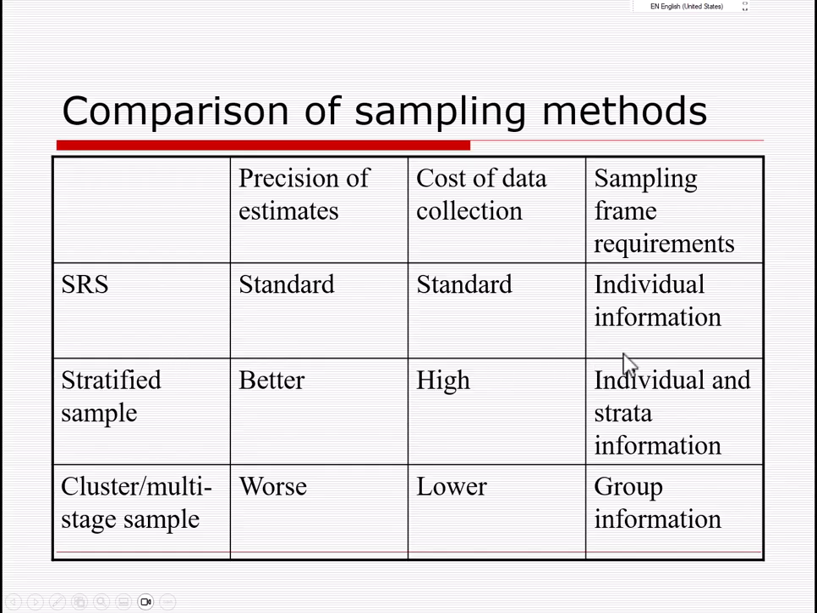This is a comparison of the sampling methods, and taking simple random sampling as a standard, which for sampling frame it requires an individual list. Stratified sampling provides more precise estimates, so smaller confidence intervals, but because you need to divide the sampling strata and be sampling some people from each strata, the cost of data collection is higher, and you need the strata information in the sampling frame. Now, cluster sampling is less precise estimates because the standard errors will be larger, but because you only have to reach some clusters, not all clusters, the cost of data collection will be lower, and you don't need contact information for all individuals, only for those individuals within the clusters you select.